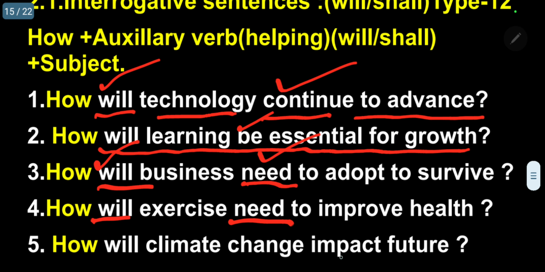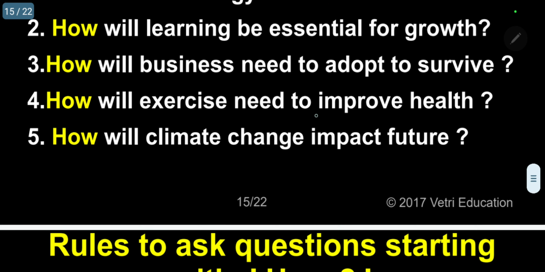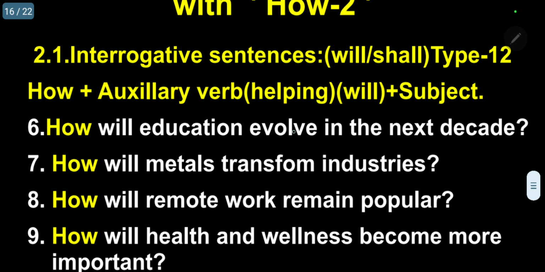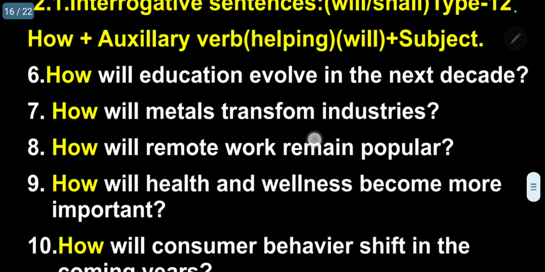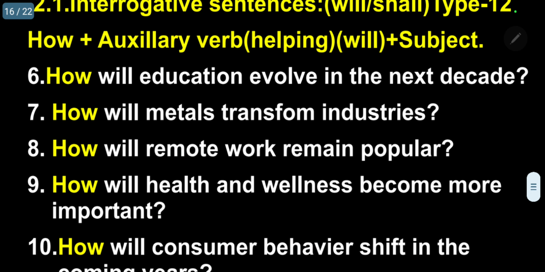How will climate change impact the future? Change is the main verb, will is the corresponding auxiliary verb. Continuation of further 5 more sentences. How will education evolve in the next decade? Evolve is the main verb, will is the auxiliary verb.